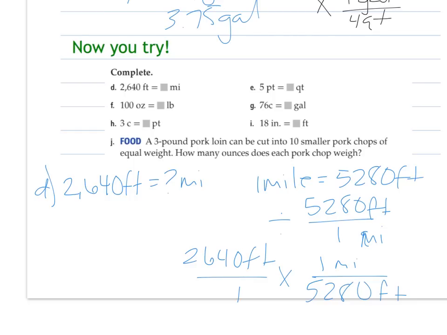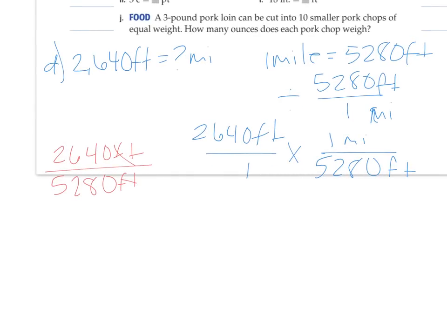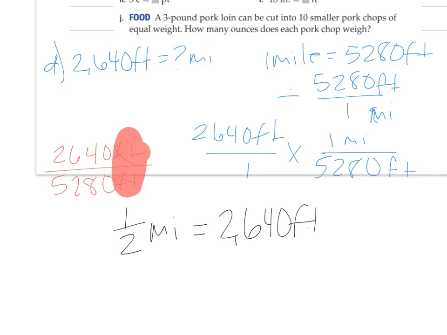So then I have 2,640 over 5,280. And the feet are canceled, so I'm left with miles. I don't know what I'm doing. Can't erase that. And so that simplifies then to 1/2. So it's 1/2 of a mile is equal to 2,640 feet.